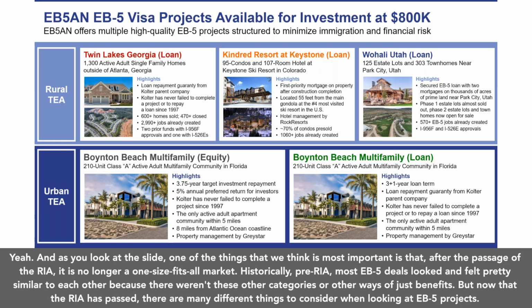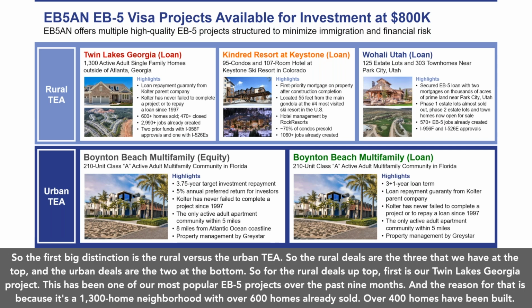Yeah, and as you look at the slide, one of the things we think is most important is that after the passage of the RIA, it is no longer a one-size-fits-all market. Historically, pre-RIA, most EB5 deals looked and felt pretty similar to each other because there weren't these other categories or other benefits. But now that the RIA has passed, there are many different things to consider when looking at EB5 projects. So the first big distinction is the rural versus the urban TEA.